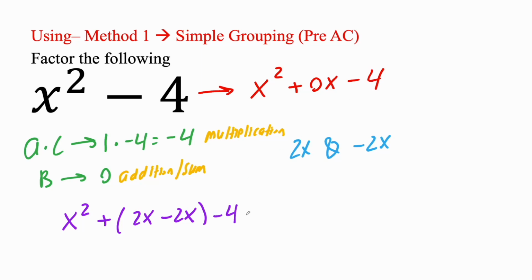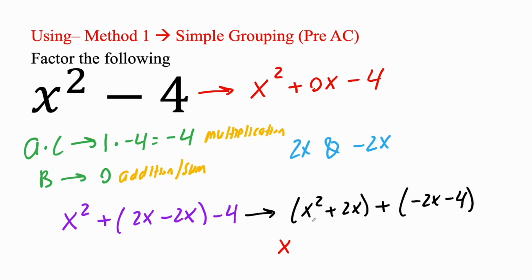Now I'm going to apply simple grouping. I'm going to group the first two pieces and the last two pieces. So I have x squared plus 2x, close it. Always put a plus sign in the middle. Then another set of parentheses: negative 2x, negative 4. Now I'm going to focus on the first two pieces, and I think to myself, what do they both have in common? Well, they both have an x. Then I think, can I factor anything else out? And I can't. This is a 1, this is a 2, so we can't factor anything besides a 1.